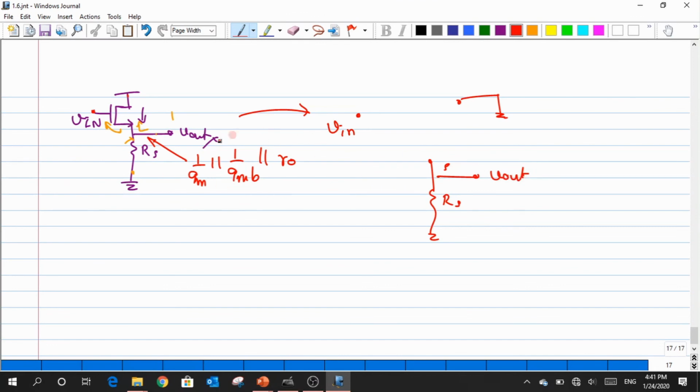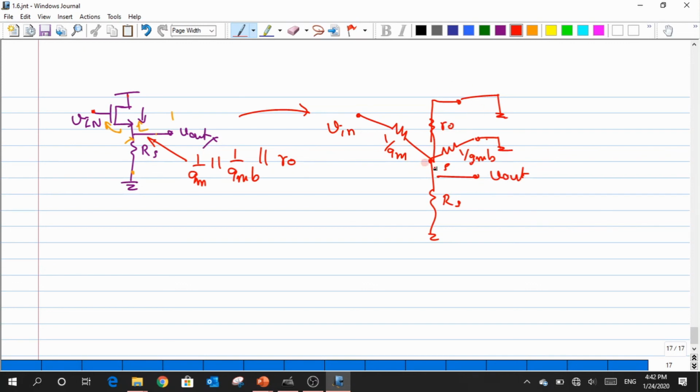Now, how will I map these three resistance values? So again, what I have is that 1 by GM always falls between the gate and the source, so I put that here, and 1 by GMB falls between the source and the body. Since the body is already at the ground, I just put it as 1 by GMB. And then what about R naught? It falls only between source and the drain, right? So I just put that as well as R naught, okay?